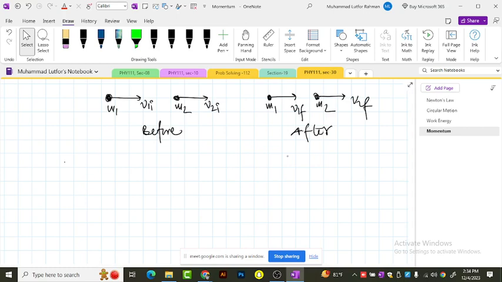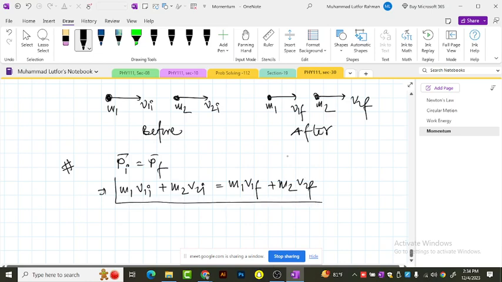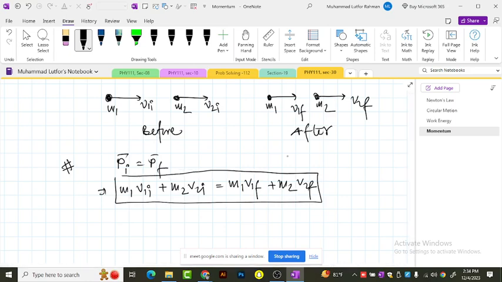Since it's an elastic collision, both momentum and kinetic energy will be conserved. If momentum is conserved, I write p initial equals p final, which means m1 v1i plus m2 v2i equals m1 v1f plus m2 v2f. This is one equation from the conservation of linear momentum. Let's say this is equation number 1.